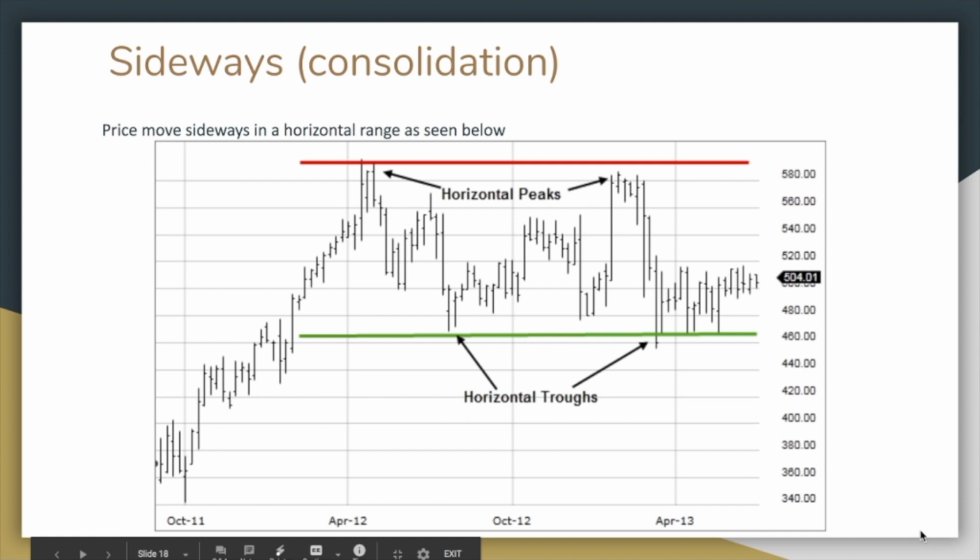Now, guys, this is when a stock consolidates. It moves sideways. As you can see, it's staying in between those ranges here. This here could be known as the resistance, and this here could be known as your support. This would be a demand zone, and this would be a supply zone. This would be a buy zone. This would be a sell zone at that point.